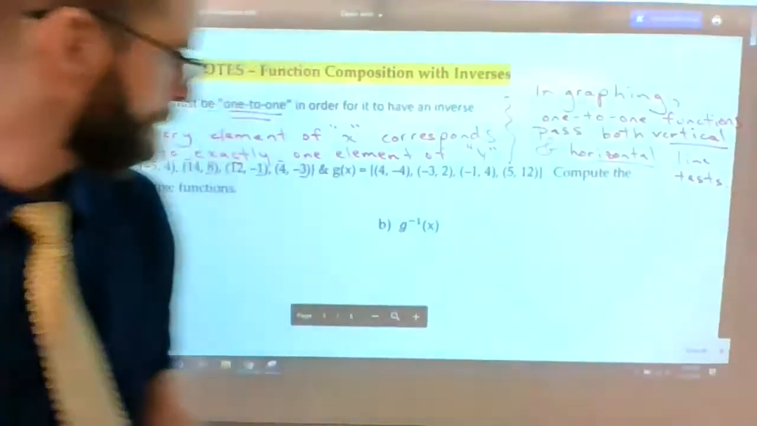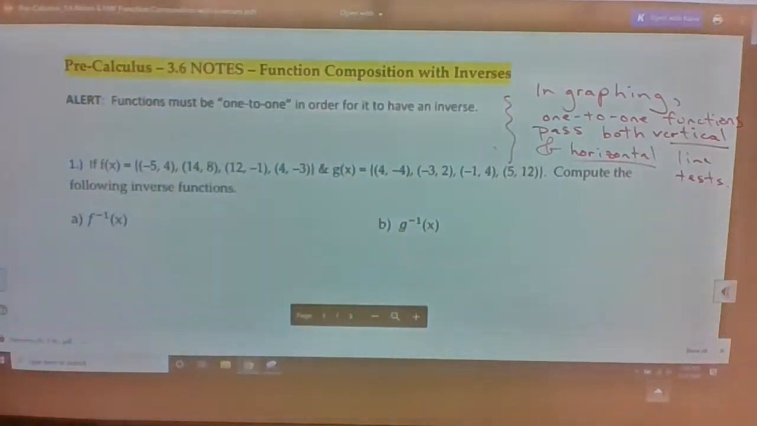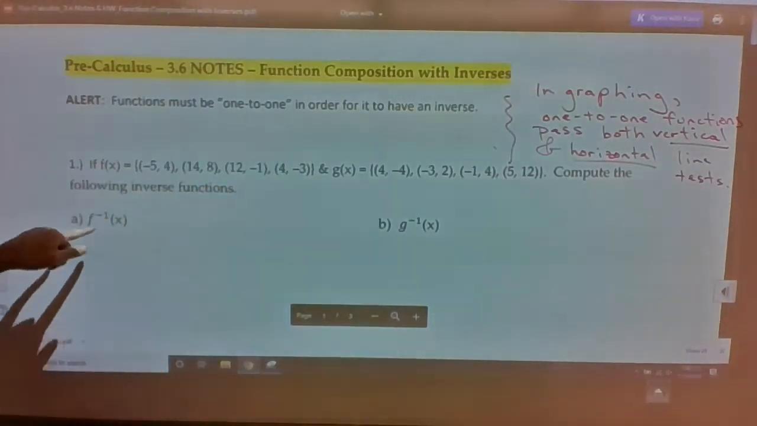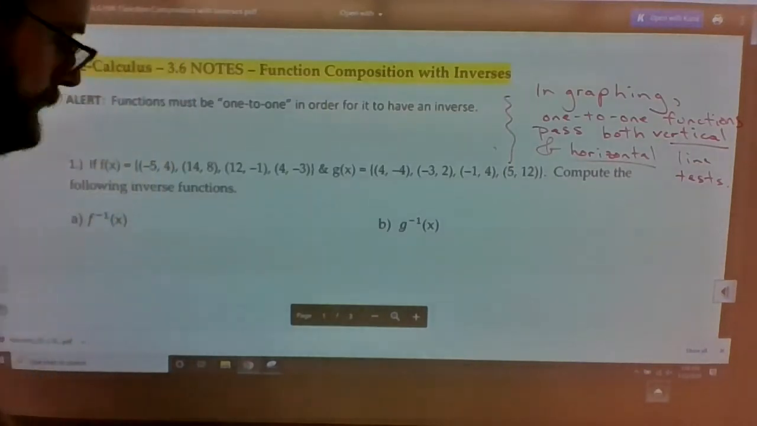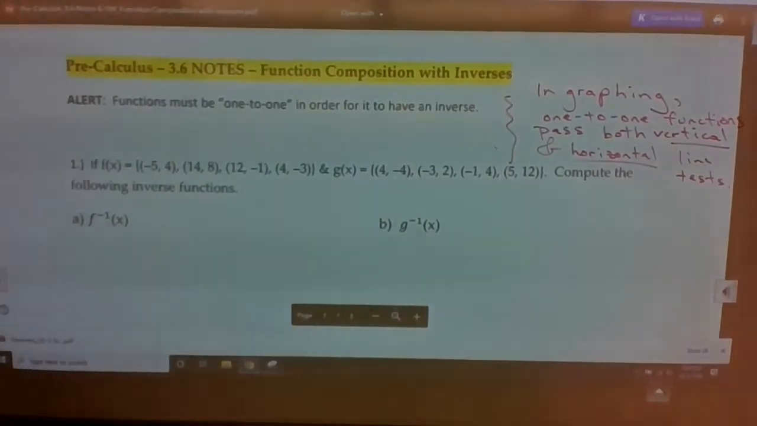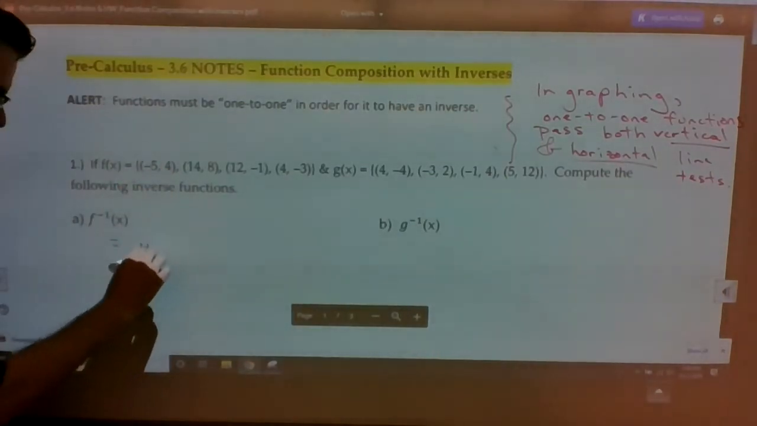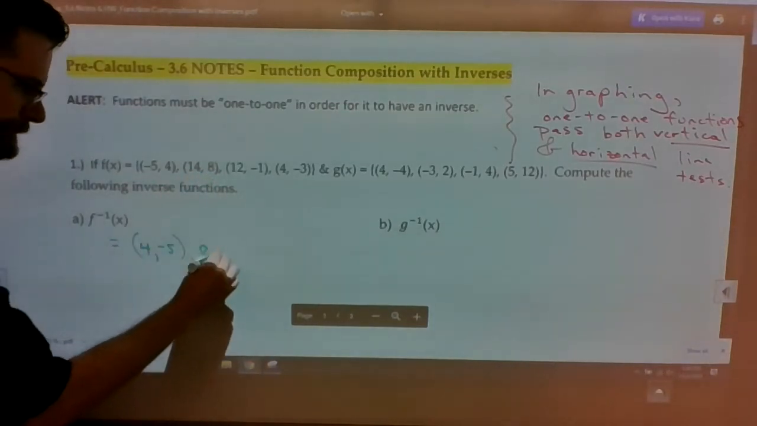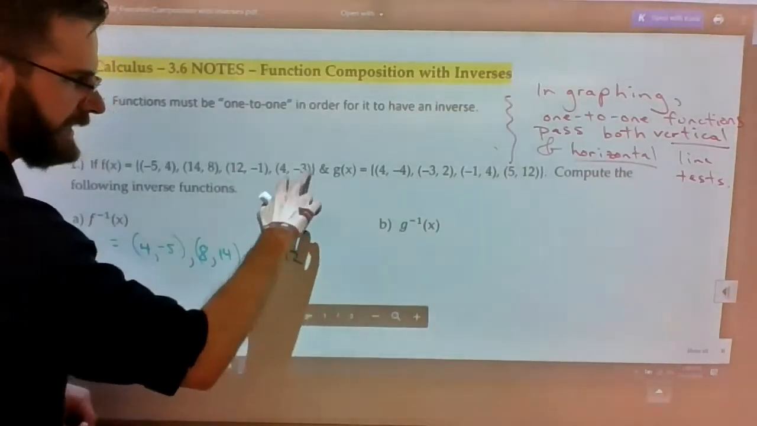So number 1. If you're given a data set full of ordered pairs, if somebody were to tell you to find the inverse functions, you are literally just reversing the x and the y values. So -5, 4 becomes 4, -5. 8, 14. -1, 12. And -3, 4.